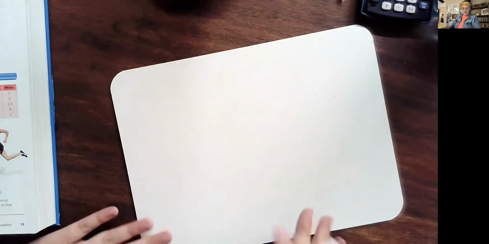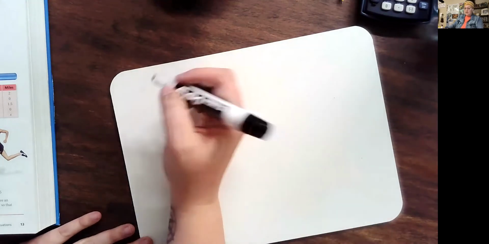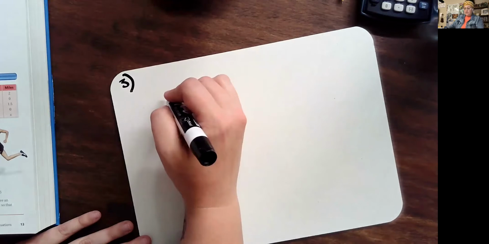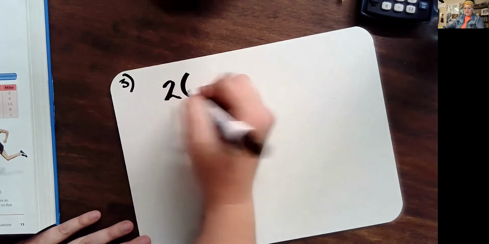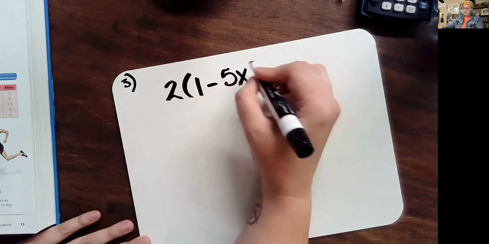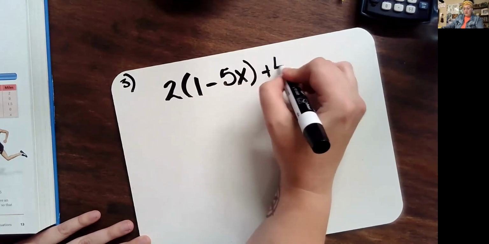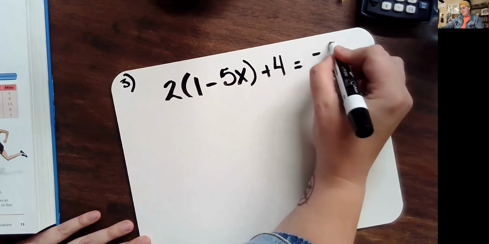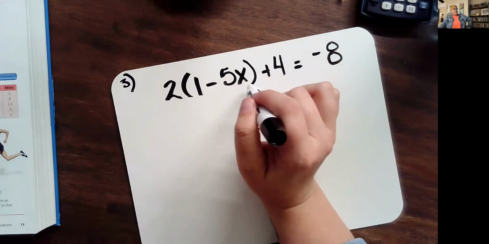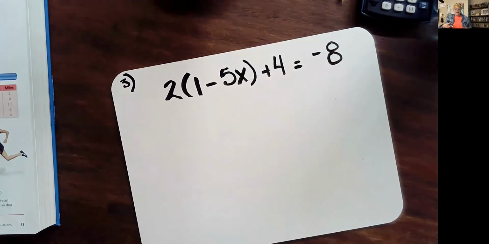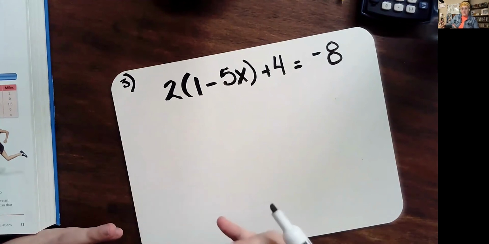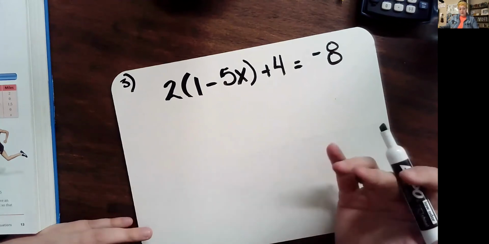On the top of page 13, number 3, the equation is to solve 2 times (1 minus 5x) plus 4 equals -8. To solve, we're going to be trying to find this variable. We're still doing the exact same methods. We're just adding the distributive property into this toolbox that we have when we're doing algebraic equations.